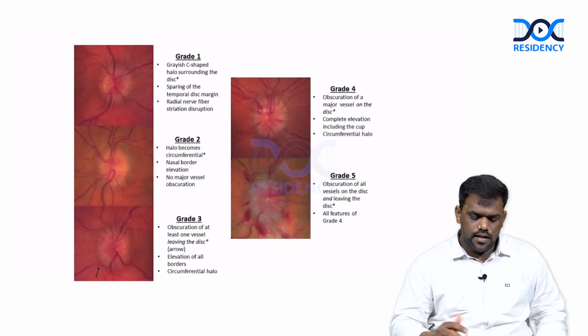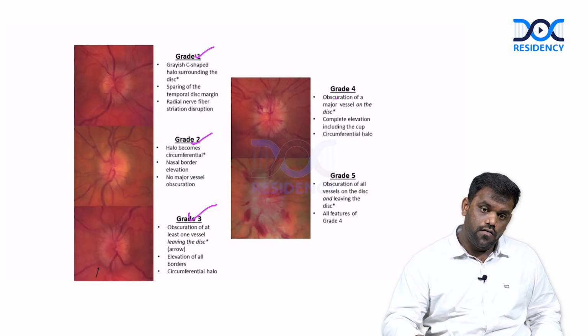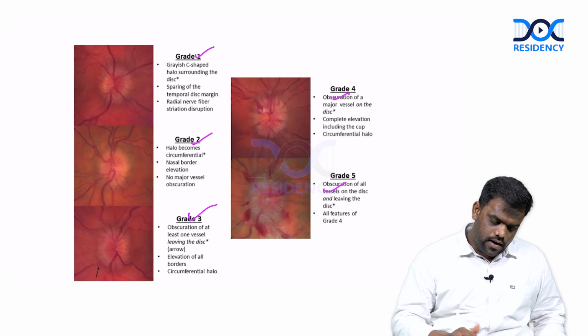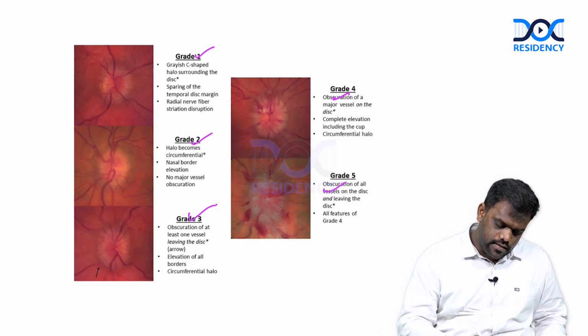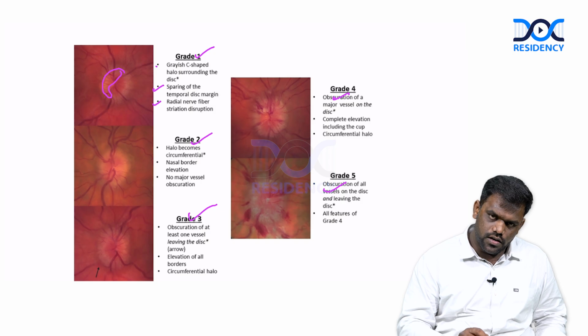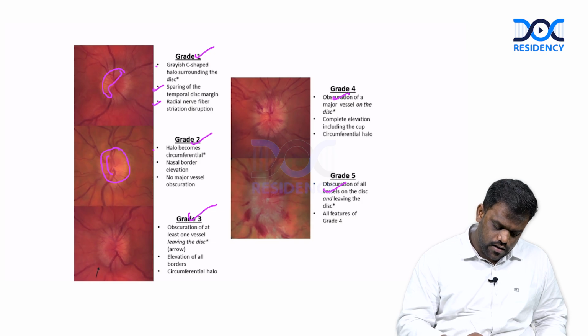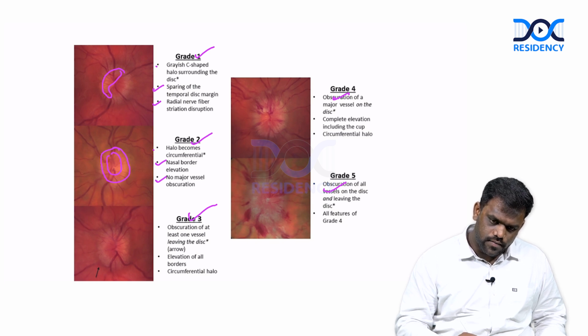It is Friesen grading. It has 5 grades: grade 1, 2, 3, 4, 5. Grade 1 is showing a grayish C-shaped halo surrounding the disc, with sparing of the temporal margin and radial nerve fiber striation distribution. Grade 2, the halo becomes circumferential and the nasal border is elevated, and there is no major vessel obscuration.